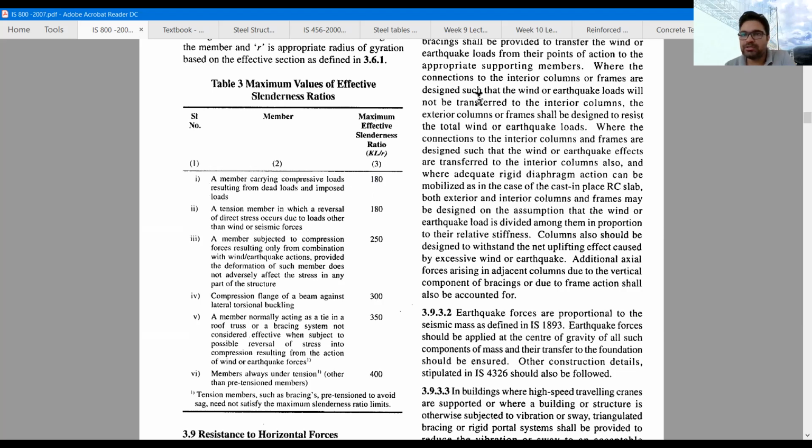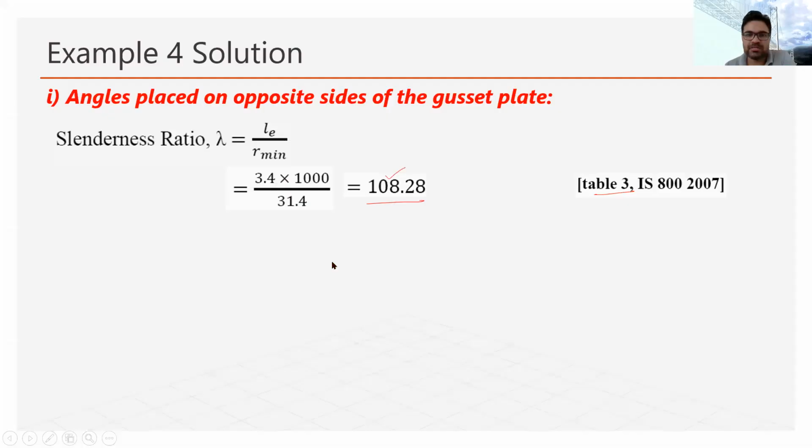So now going to the slide again, I will show you that again. So here our calculated value is 108, which is clearly less than the permissible value, which is 180. So this is how we find this 180 value from the IS code. Now we can say that our section is okay from the slenderness ratio permissible limit criteria.